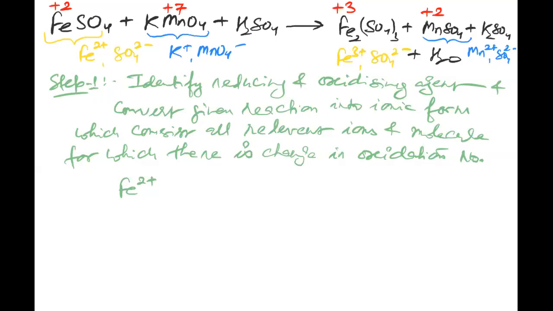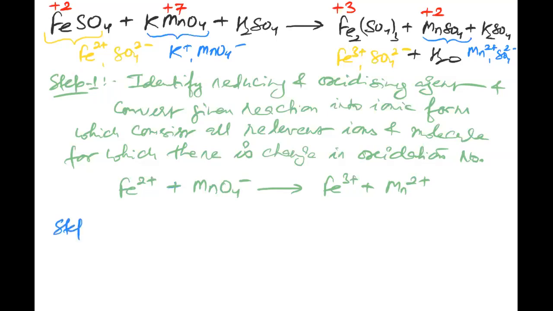So Fe2+ when treated with permanganate ion gets converted into Fe3+, and the permanganate gets converted into Mn2+. So this is the first reaction. Ferrous ion gets converted into ferric ion, and permanganate ion is reduced to Mn2+.